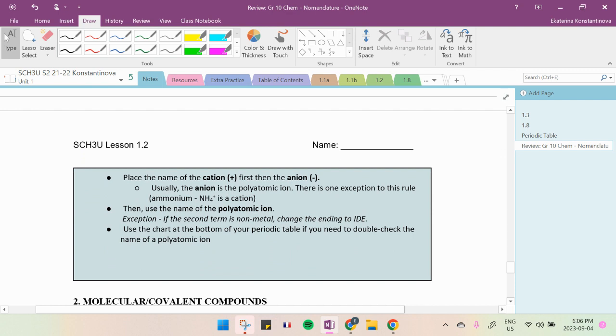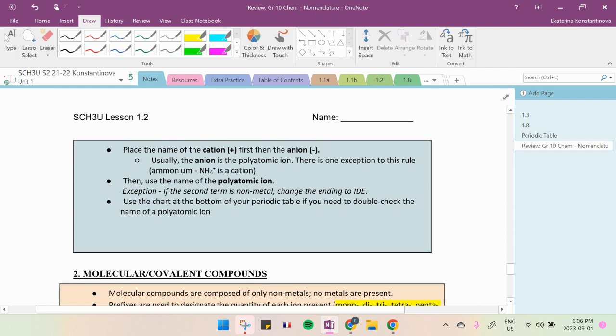Use the charge at the bottom of your periodic table if you need to double check the name of your polyatomic ion. Again, this was something you did last year. This year, you need to have them memorized. Okay, that's from grade 10. If you still have your old periodic table, you can look up the most common charges, but again, you do need to memorize your 8s, your polyatomics that end in 8. Okay, so memorize polyatomics for grade 11.